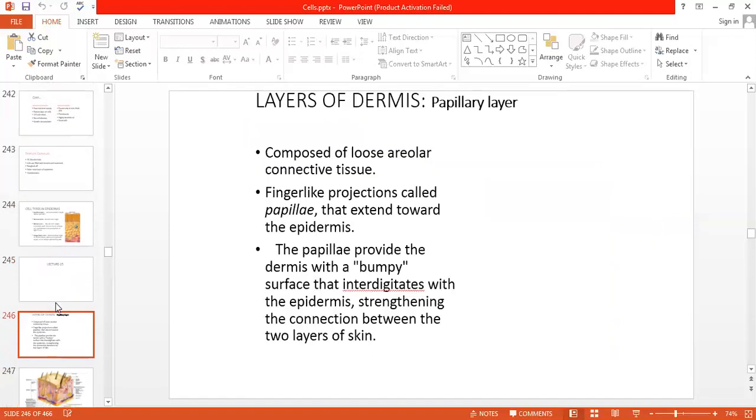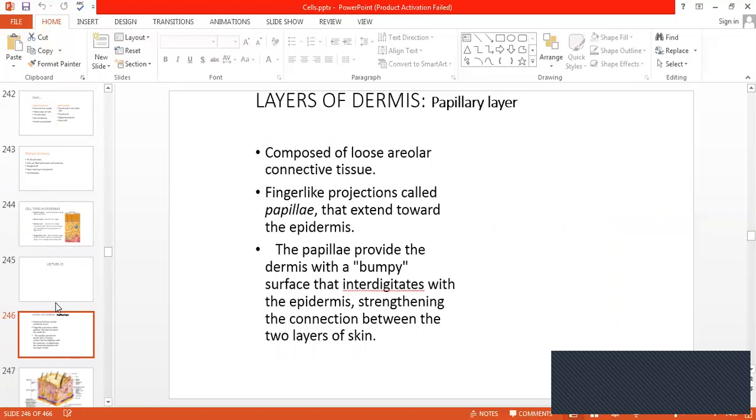Then we talk about the layer of dermis, composed of loose areolar connective tissue, with finger-like projections called the papillae that extend towards the epidermis. The papillae provide the dermis with a bumpy surface that interdigitates with the epidermis, strengthening the connection between the two layers of the skin.